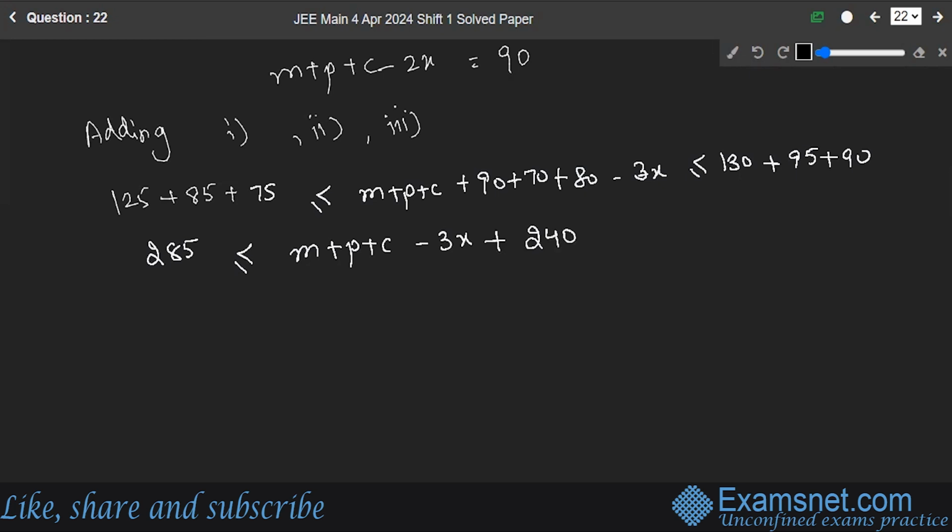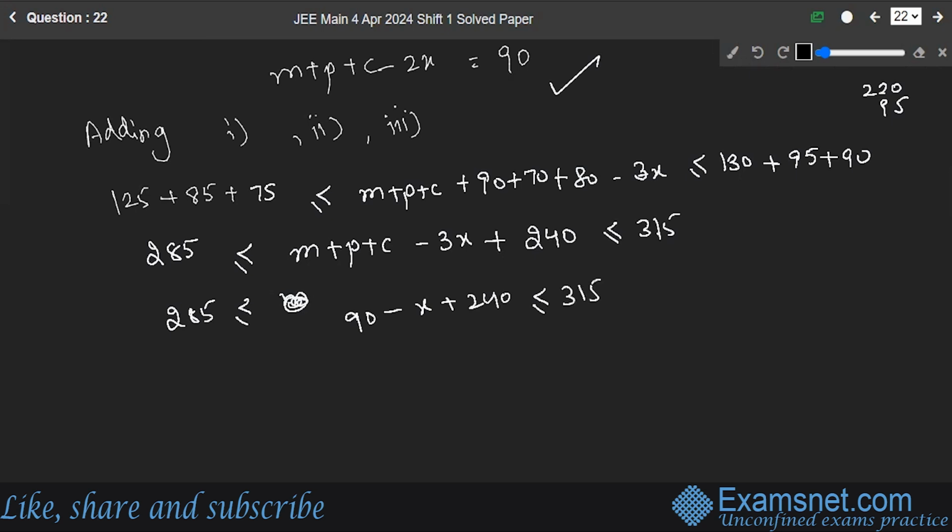And M plus P plus C minus 3X plus this will be 240, because this is one. Yes, this is less than or equal to 220 and 95. This is 350. Okay. So 285 less than or equal to M plus P plus C minus 2X. That was equal to 90. So 90 minus X, 240 less than or equal to this. Or 285 less than or equal to this, which is equal to 330. Right. Minus X less than or equal to this.